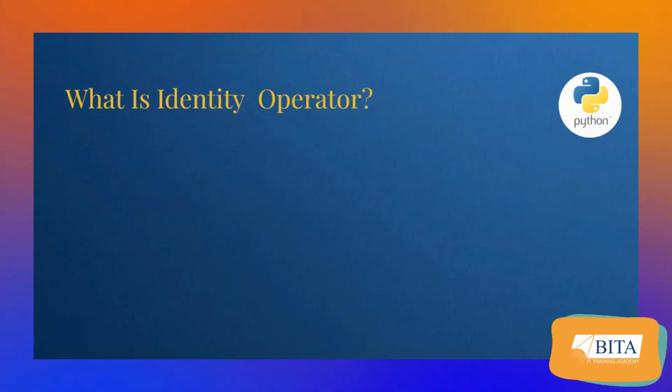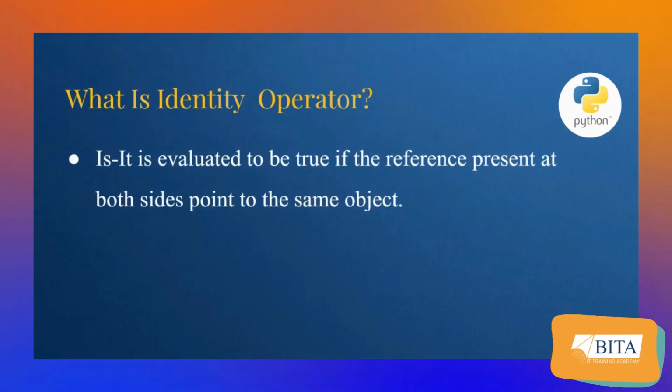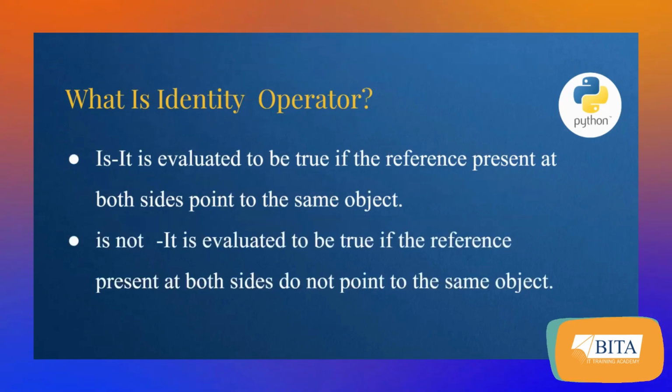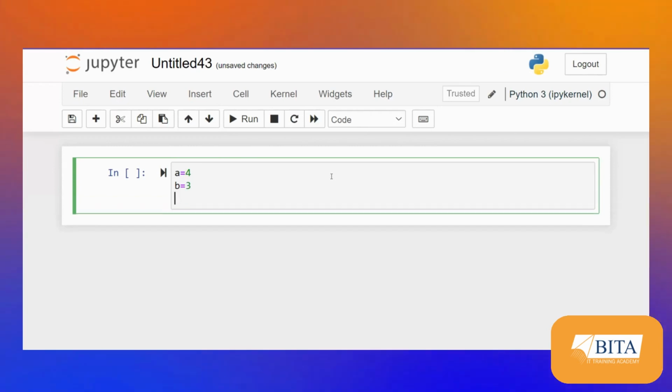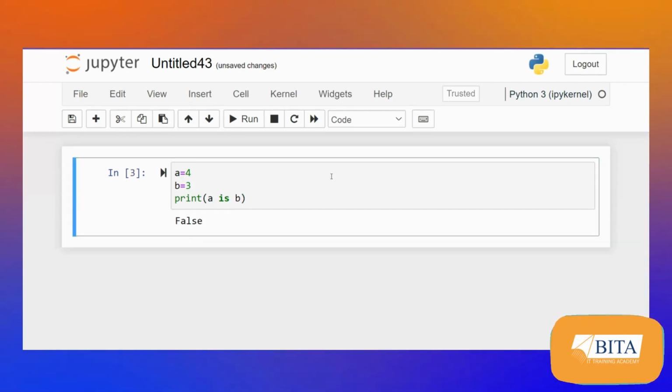The is operator will provide a true result when both are located in the same memory location, and is not will provide a true result when both are not located in the same memory location. We'll see an example. We have variables called A and B, both having different values. A is B: if I try to compare the memory location, I get a result of false, because both are located in different parts.